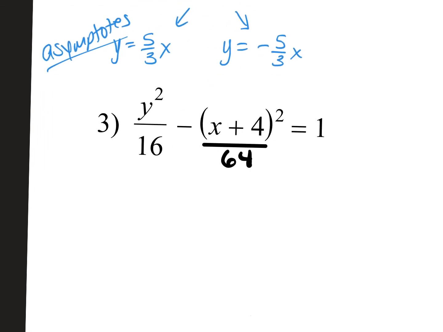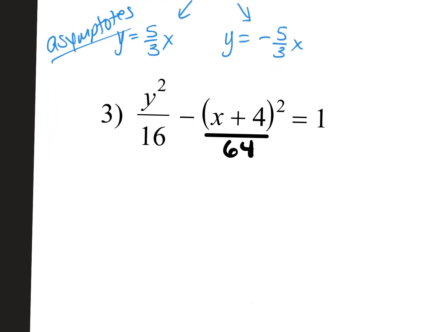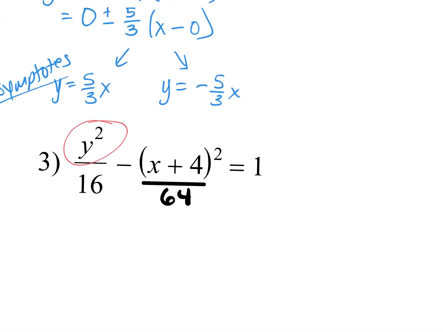3 is a little different. Why is 3 different? Tell me some things about 3 that you notice. There's a 4. Okay, there's a 4. That means the center's not at 0, 0. Good. What else do you notice? They're reversed. It starts with y, correct? Mm-hmm. So that means this is a vertical. This is a vertical hyperbola, which means my center, my vertices, and my foci move up and down. So what am I going to be adding and subtracting to in this case? The y. Very good. That's important to remember, guys.